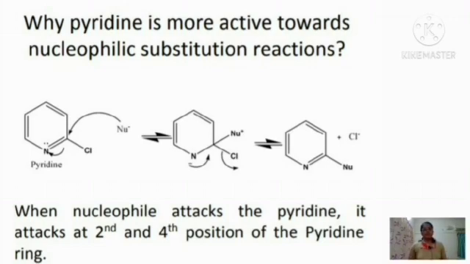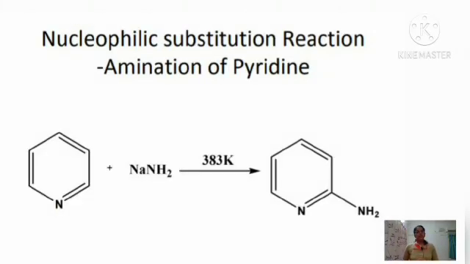So when a nucleophile is attacking pyridine, mostly the nucleophile will attack at the second and the fourth position of the pyridine ring. Why? Because more resonating structures are obtained when the nucleophile attacks at the second and the fourth position. That is mainly at the alpha and the gamma position of the pyridine. So coming to the nucleophilic substitution reactions of pyridine, we can discuss the amination of pyridine.